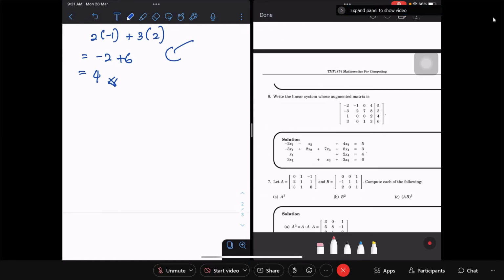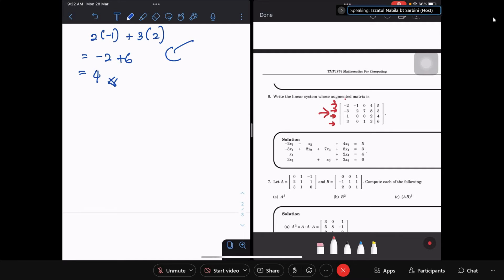Okay, number 6, very straightforward. Write the linear system whose augmented matrix is this one. So this is the augmented matrix. So basically you need to know how to write an augmented matrix daripada linear system and vice versa. So in this case, you need to write the linear system. First, understand the augmented matrix. First row is the first equation, second row is the second equation, third row is the third equation, fourth row is the fourth equation.